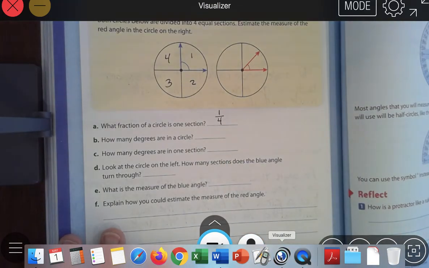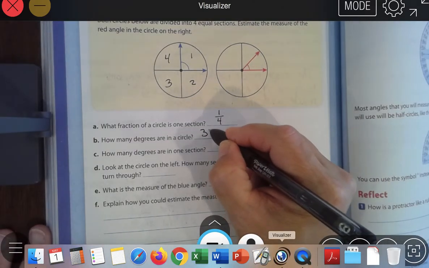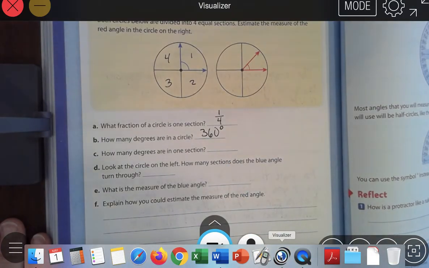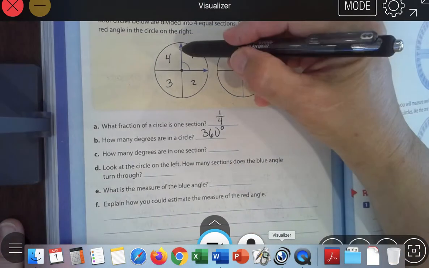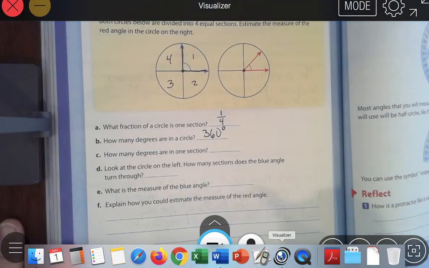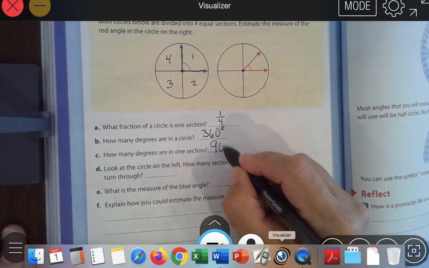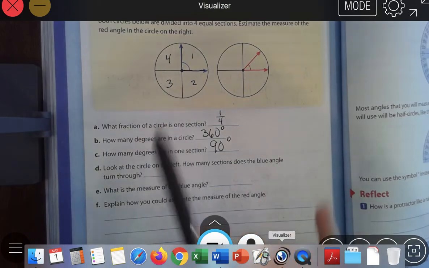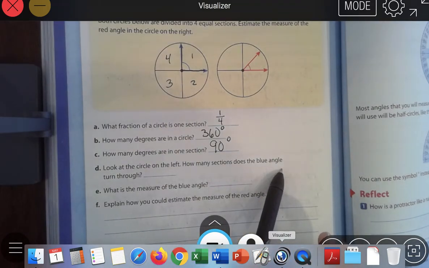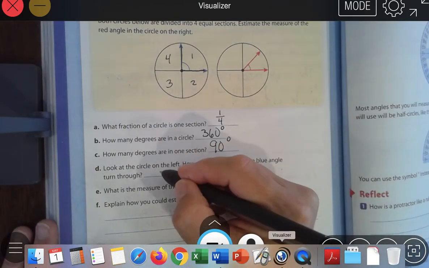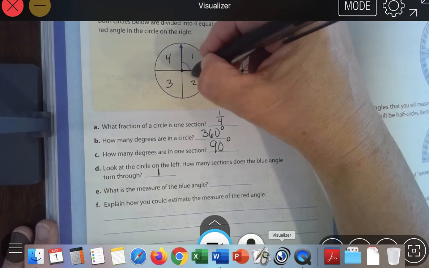And how many degrees are in a circle? We talked about that last week. There are 360 degrees in a circle. And 1 section, if you recall from last week, this is a right angle right here, and that is 90 degrees. Now, you look at the circle on the left. How many sections does the blue angle go through? Well, it goes through 1 section right here, okay?